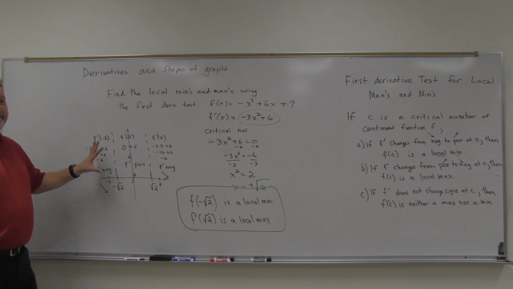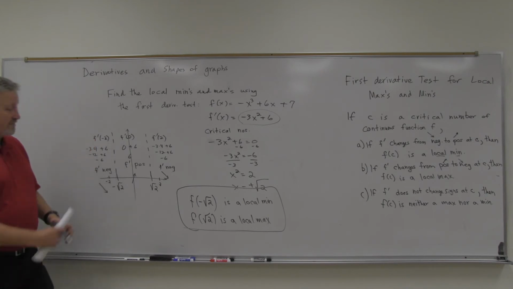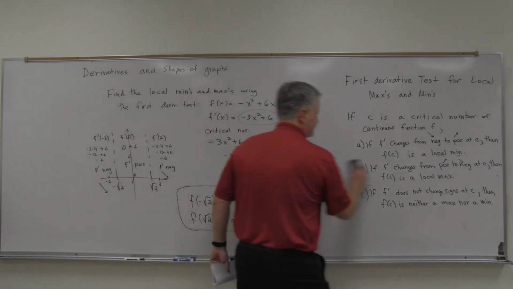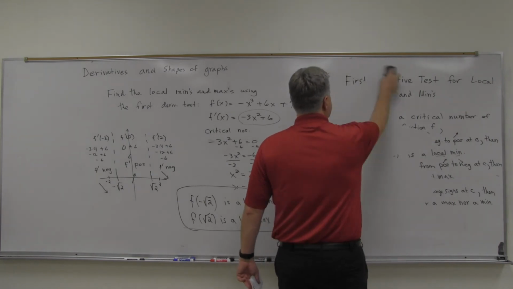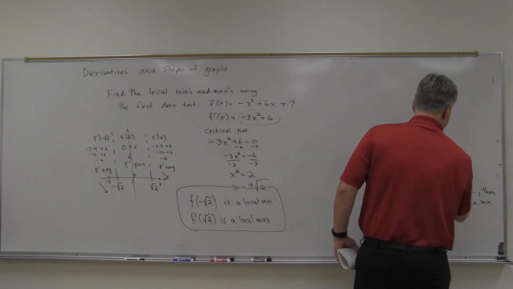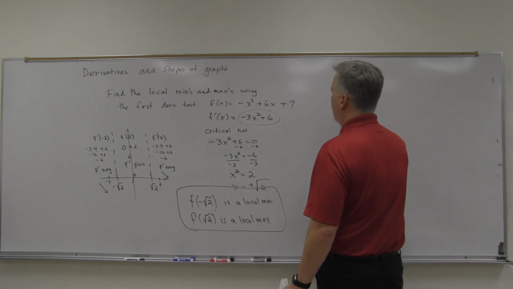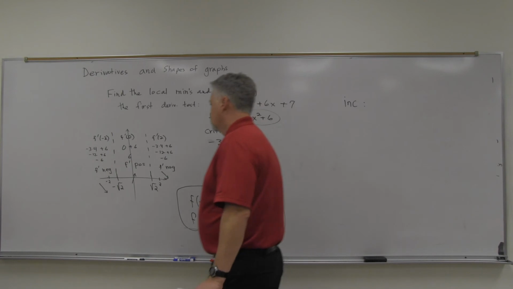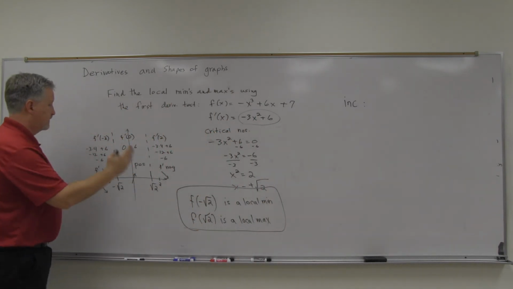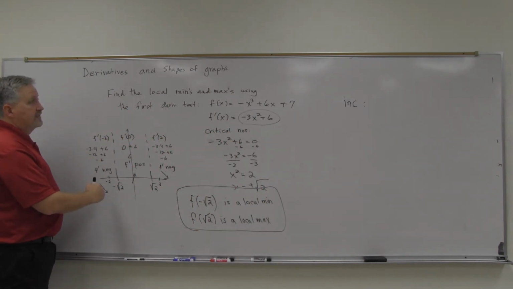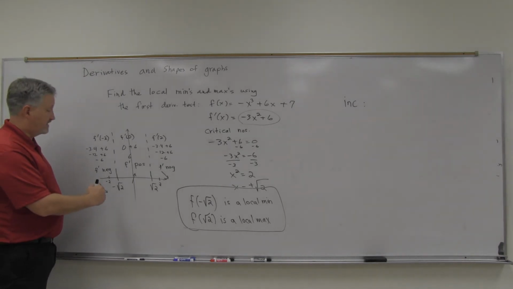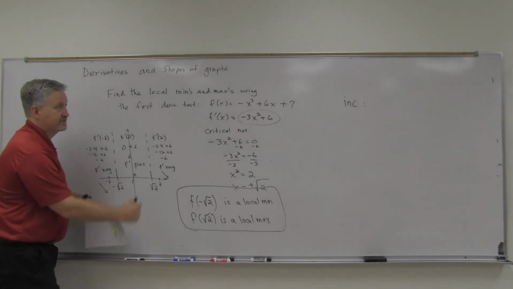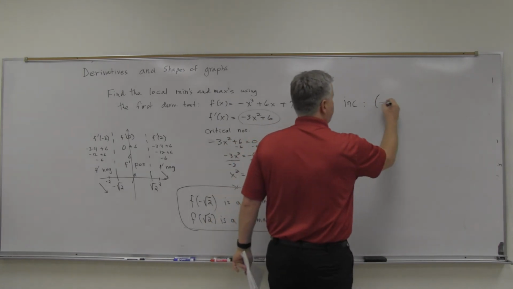But once you have this, don't we also have the increasing and decreasing stuff built in? So if I asked you at this point, where is this function increasing? Well, we've already got the critical numbers. We've already got the sign. It's increasing where we have f prime positive. So it's in between these two: negative square root of 2 to positive square root of 2.